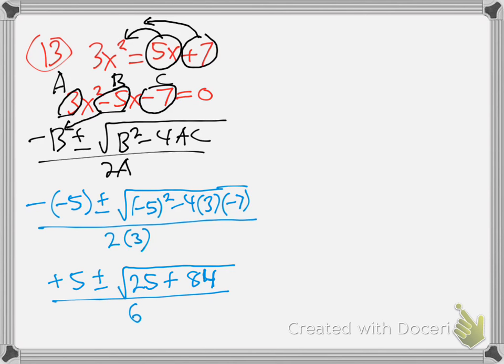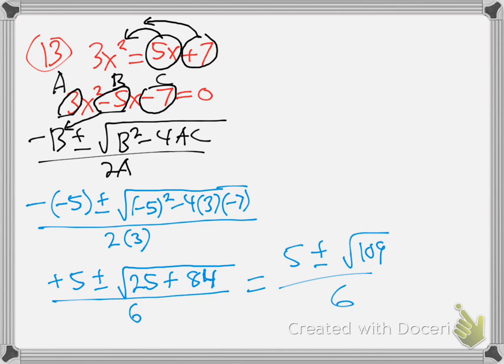Good so far, right? See how we got a positive 84 here because two negatives makes a positive, right? Good, keep going. You're going to get what, 109? I don't think that breaks down, does it? 5 plus or minus the root of 109 over 6. That's just it, right? I don't think anything that I know of goes into 109.